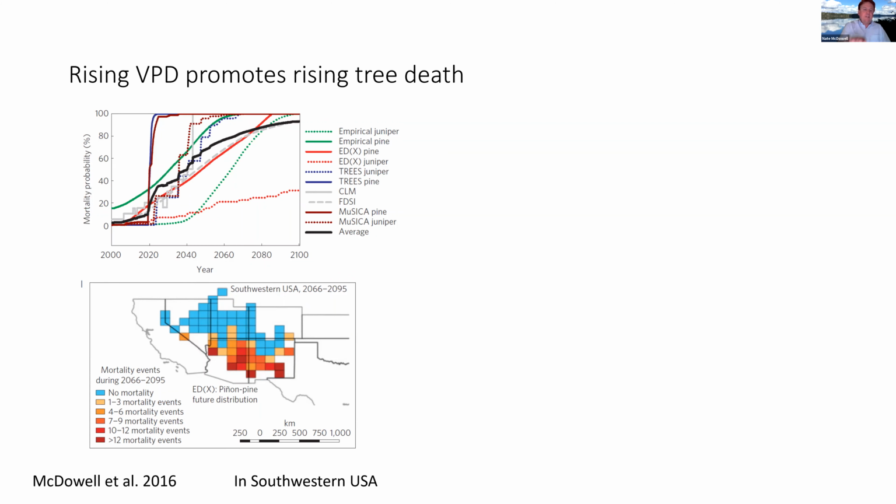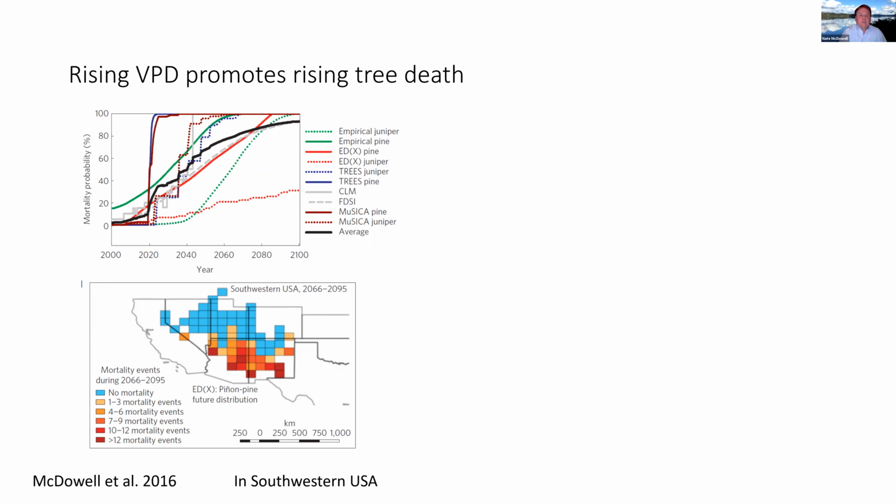For the domain shown in the lower left-hand panel for Southwestern USA, we looked at pinyon pine and juniper mortality for the region. And when we did this just using Chonggang Zhu's model at the time, we found a clear latitudinal pattern that was related to temperature.